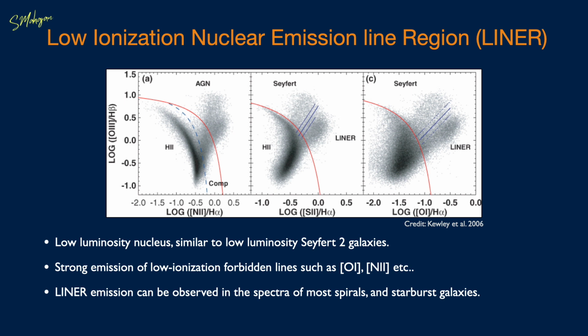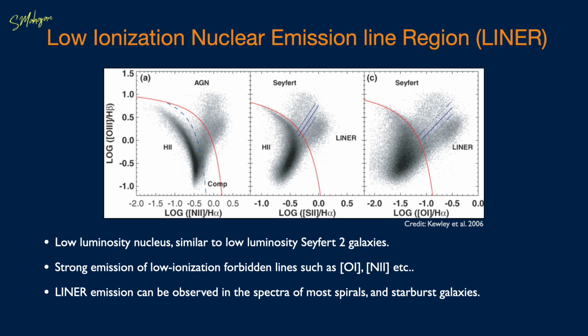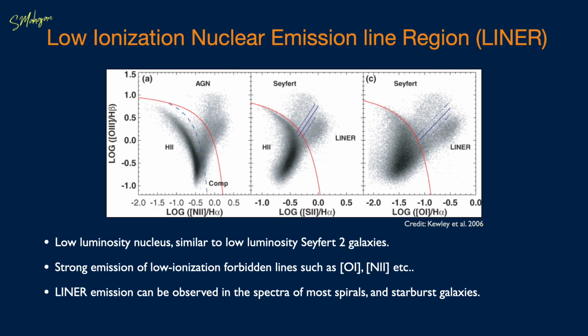LINERs are the most well-known amongst AGN because LINERs and Seyferts can easily be classified based on the emission lines present in the optical spectrum of a galaxy. Such a diagnostic plot of emission line ratios was first used by Baldwin, Phillips, and Terlevich in the year 1981 and is therefore popularly known as the BPT diagram.